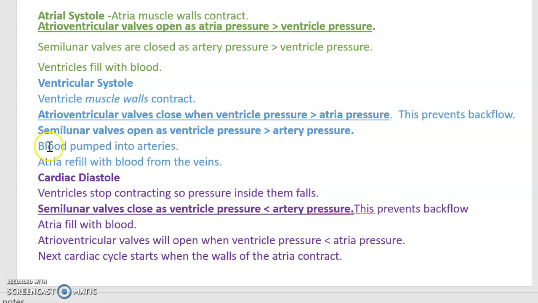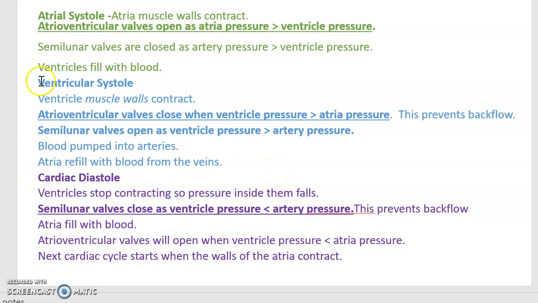That means that blood is going to flow into these arteries, and at the same time what you have is atria refilling with blood because you've got the continuous blood flow from the veins, and the veins here are the vena cava on the right side and the pulmonary veins on the left side.